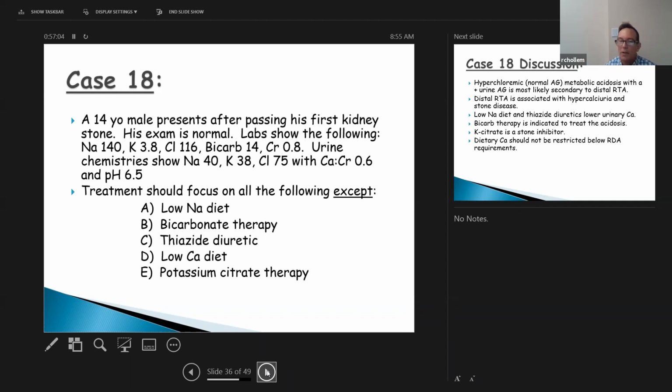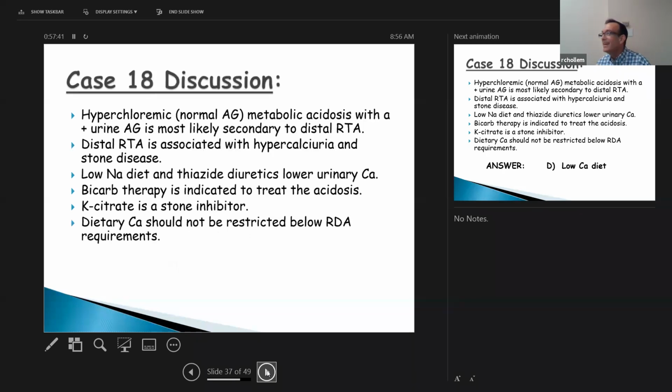And remember, I always say in nephrology, if you had to guess a diet that's true, or that you would want to implement, you would always pick low sodium, right? You want to treat the acidosis? Yeah, so bicarb therapy seems reasonable. And potassium citrate actually prevents kidney stones, so that might be reasonable. So we don't restrict dietary calcium. That's the point of this one, is even if you're hypercalciuric, it has nothing to do with it.